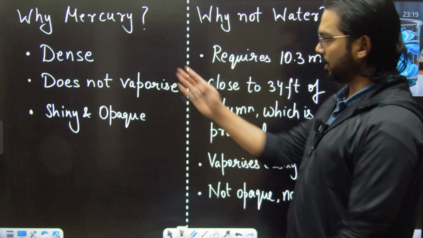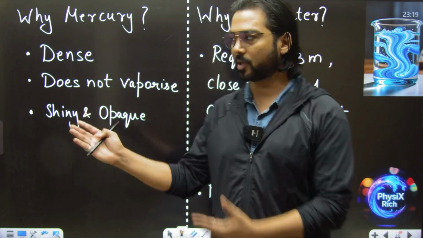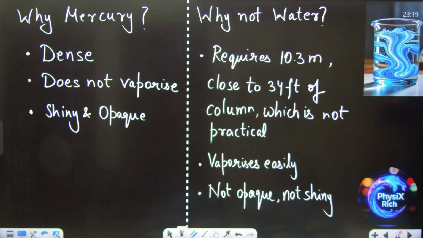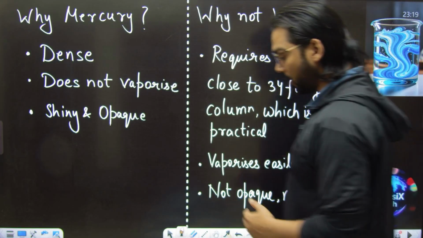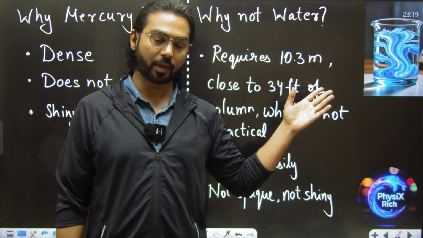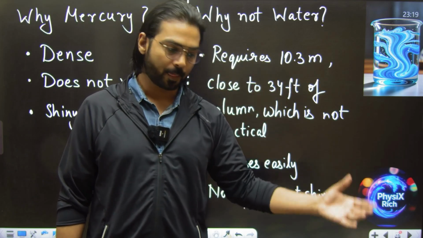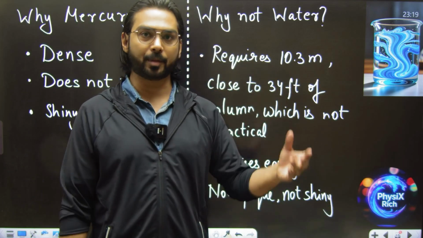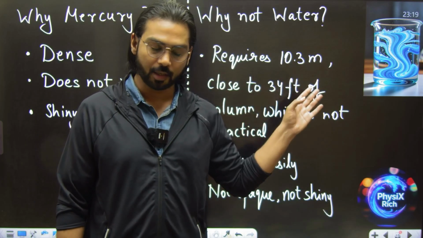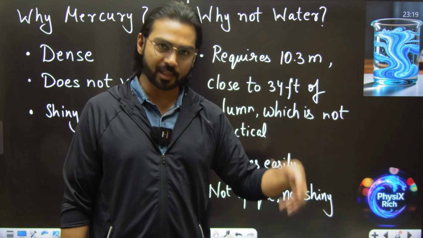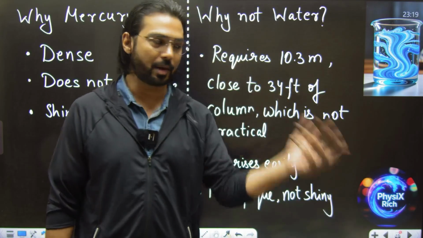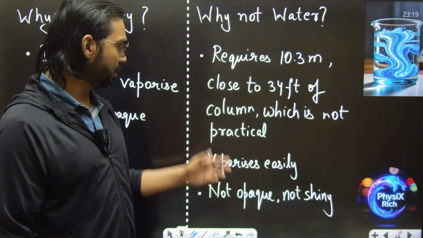So yeah, why mercury? Mercury because it is dense, does not evaporate, it's shiny, it's opaque. And of course, why not water? Because firstly, 10.3 meters is a lot. Secondly, as it goes up, in fact, it can barely even reach 10.3 because before it reaches 10.3, it begins to boil and starts to evaporate. It's very easy to evaporate.